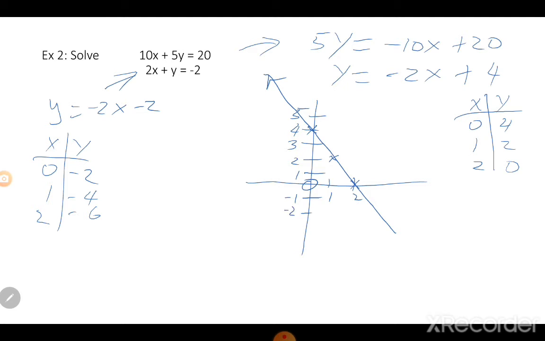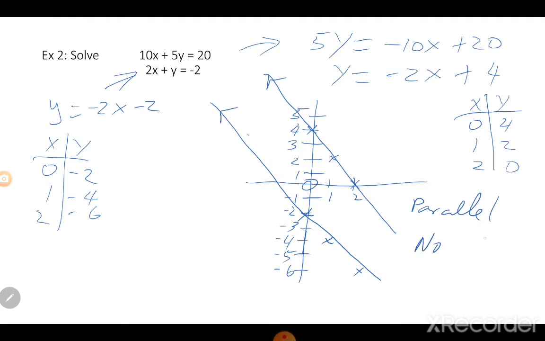-1, -2, -3, -4, -5, -6. So here, (0, -2), (1, -4), (2, -6). So here, all right, so we see that these lines are parallel, so no solution here.